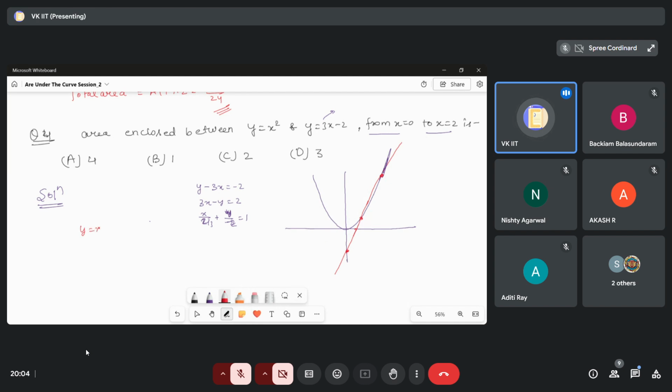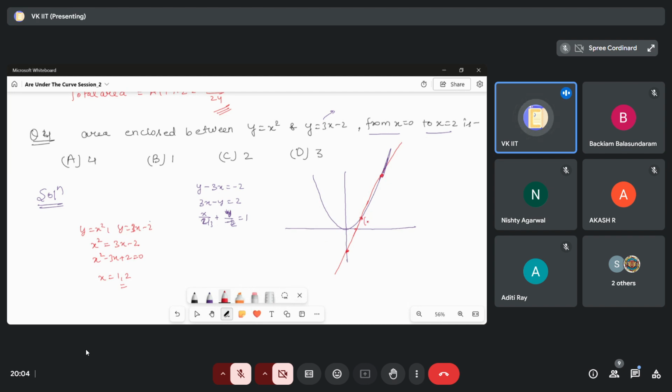So y is equal to x square is given and y is equal to 3x minus 2 is given. Solve that by equating both of them. So x square minus 3x plus 2 equal to 0. That means you will be getting two points of intersection here. Those will be x is equal to 1 and 2.